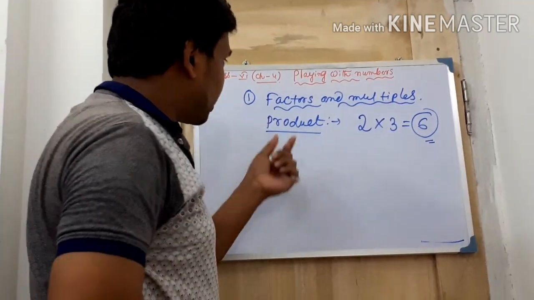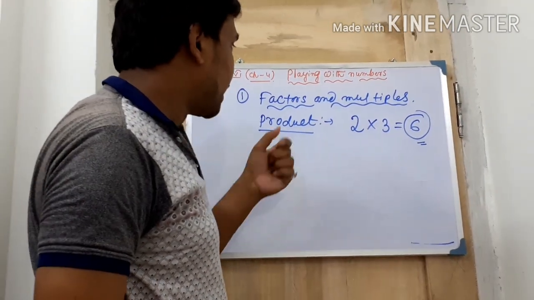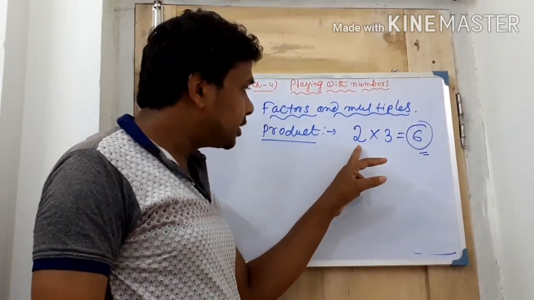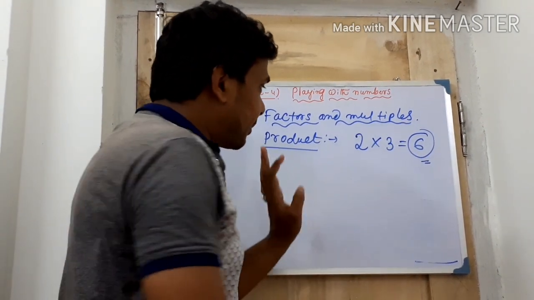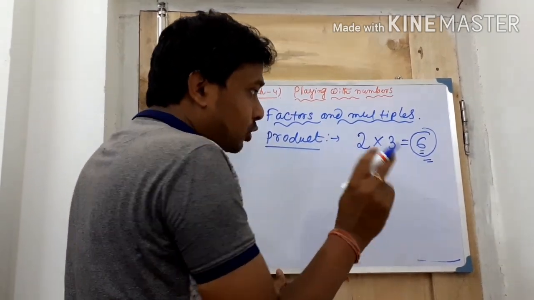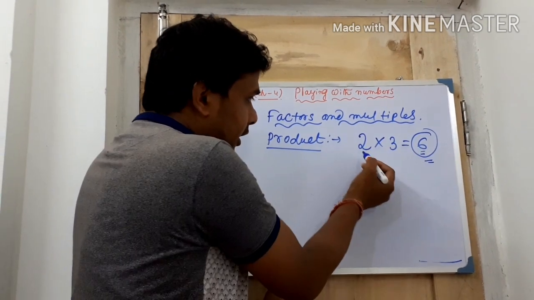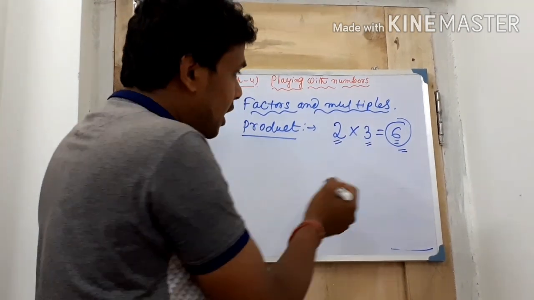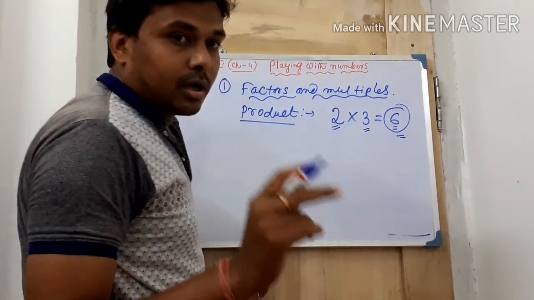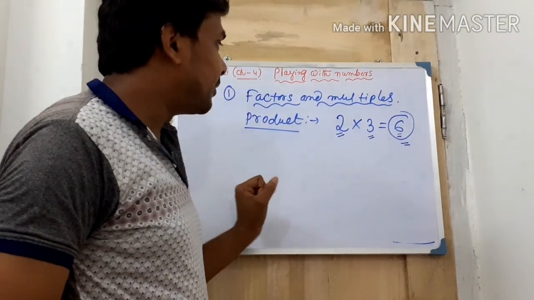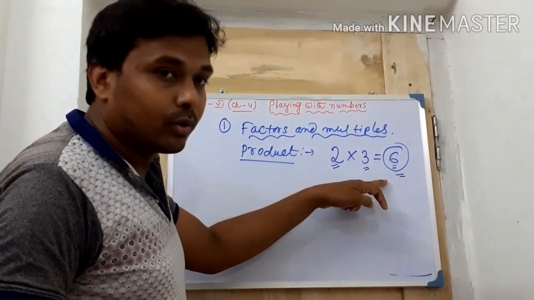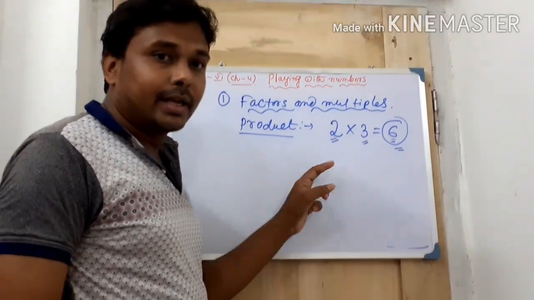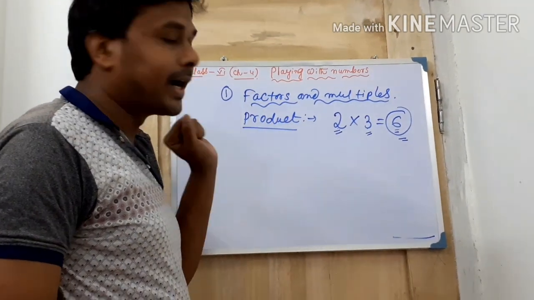Next one is what? The factors. Factor means what? Actually, it is the number by which you can divide the product. That means if you want to divide 6, from here we can get two numbers. By 2 you can easily divide 6, by 3 you can easily divide 6. So 2 and 3 are the factors of 6. So factors are basically what? When you divide by a particular number, if the remainder is 0, or no remainder comes, then that particular number is called a factor of that one.